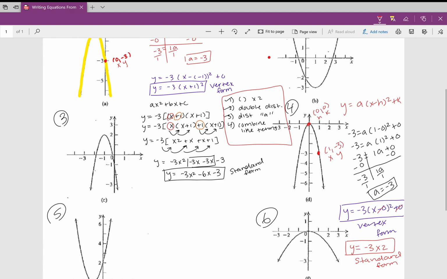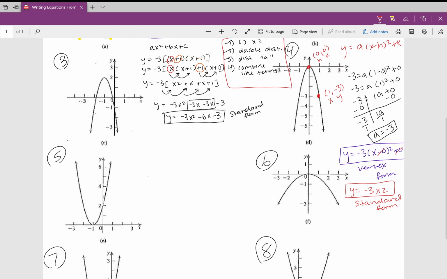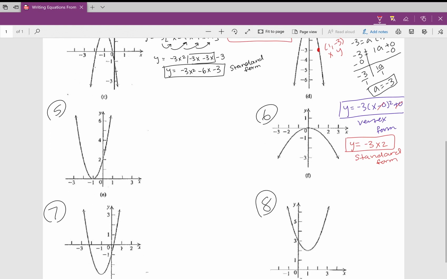Okay, so I'll do one more. Let's look at number 5. Okay, so y equals a, x minus h squared plus k. Need to find my vertex. My vertex is right here at negative 1, 0, so this is h and k. And then I can use this point, 0, 2, for my x and y. So then I plug everything in. 2 is equal to a, 0 minus negative 1 squared plus 0. So I just plugged in all of my h and k and my x and y.